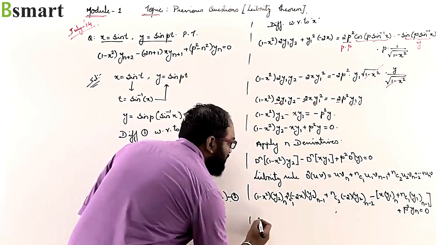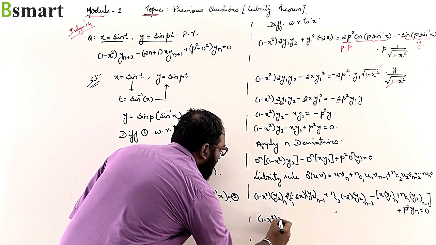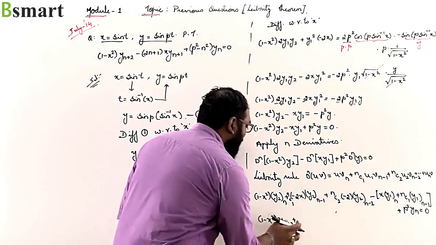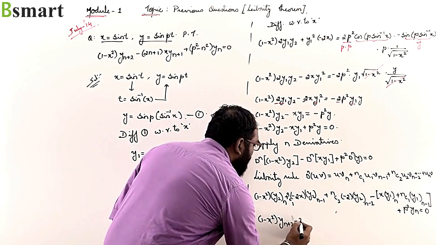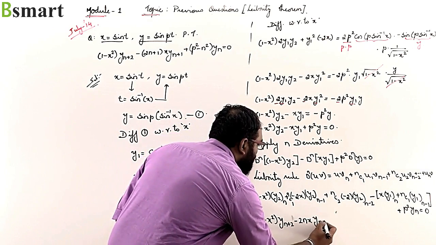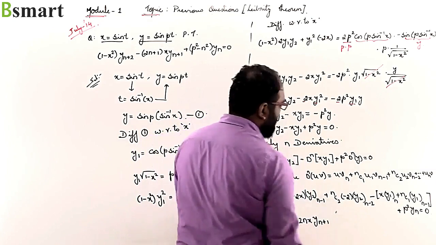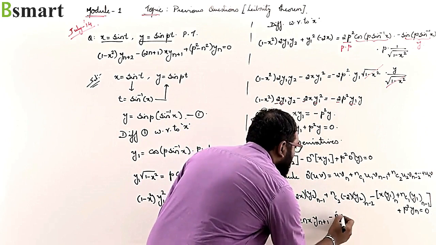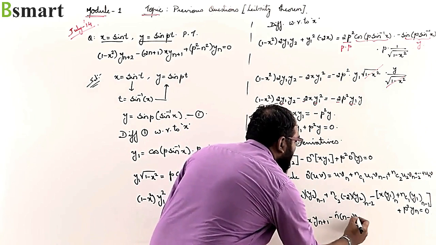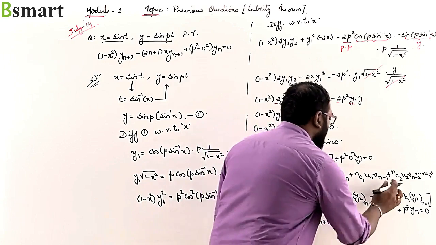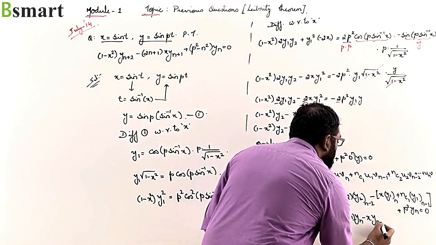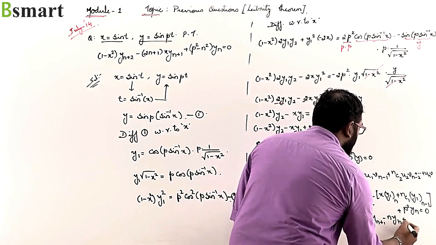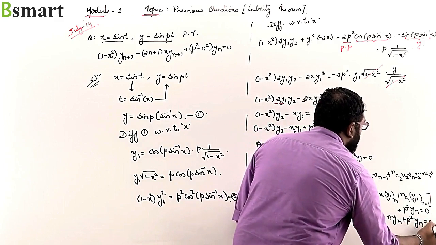So this can be written as (1 minus x square) into y_(n+2), plus nC1, whose value is n, into minus 2x into y_(n+1), and again nC2 is n into (n minus 1) by 2, the 2 will get cancelled, so minus n into (n minus 1), and the (n minus 2)th derivative of y2 is yn, and minus x into y_(n+1), minus n into yn, plus p square into yn is equal to 0.